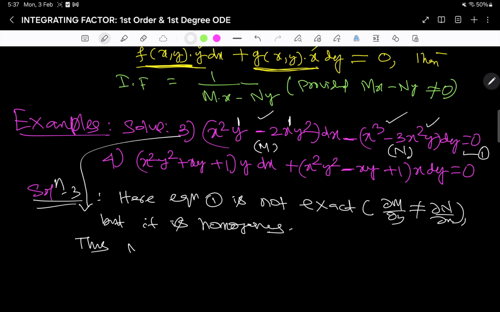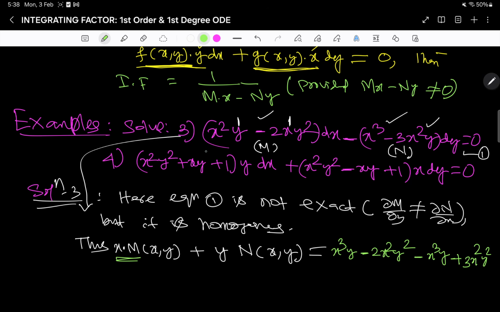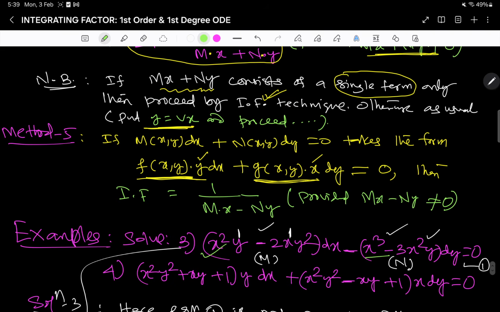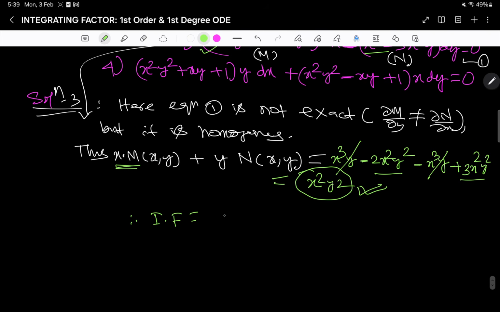we see mx plus ny: x times m(x,y) plus y times n(x,y). We add it. If it is a single term, then you just add it. So now if you multiply x with this and y with this and add it, then this and this cancel. So this is here and it is subtracted, x square y square. You see it is a single term. So this integrating factor approach is an easier approach. Therefore integrating factor is equal to 1 by mx plus ny, which is 1 by x square y square.